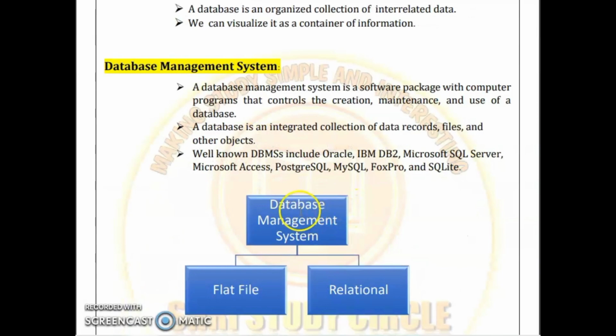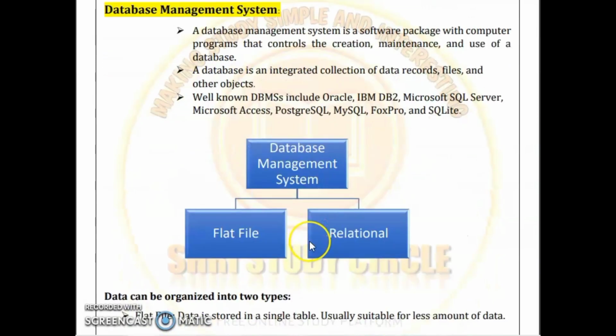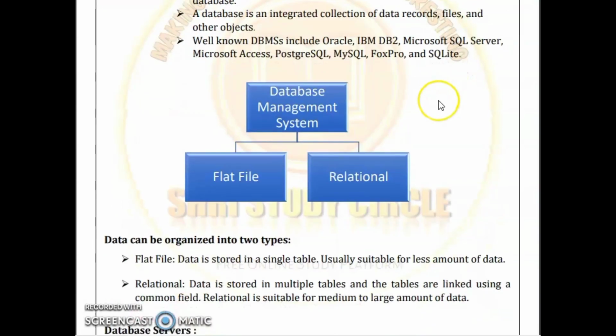So the next one is that data can be managed using two types. The first one is flat file and the second one is relational. So we'll see what is flat file and what is relational. See, in flat file, data is stored in a single table, usually suitable for less amount of data. फ्लैट फाइल में होता क्या है कि हम पूरा डेटा टेबल के फॉर्म में एक ही सिंगल टेबल में स्टोर करके रखते हैं. If we are using a single table, it means that हमारे पास data less amount में ही होगा. So usually it is suitable for less amount of data.